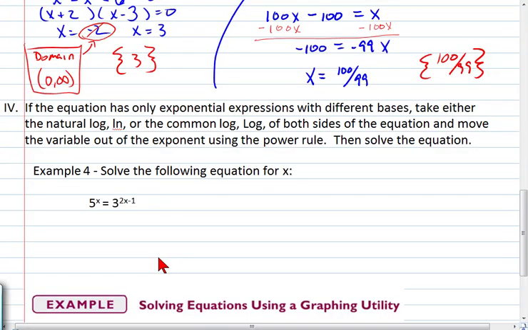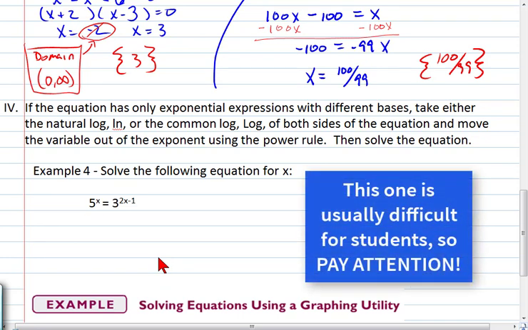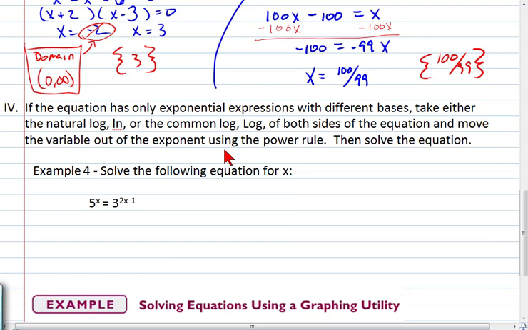Guideline 4. If the equation has only exponential expressions with different bases, take either the natural log or the common log of both sides of the equation and move the variable out of the exponent using the power rule. Isn't that what we did when we were developing the change of base formula? Yes, if you look back at section 5.5, when we developed the change of base formula, that's what we did. Those are the steps that are written in green over here on the video. To get a variable out of the exponent, we're going to use logs.